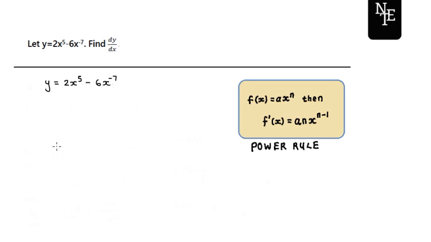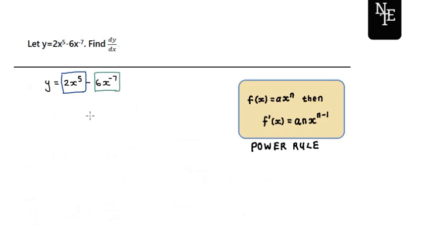This is a little bit more complex compared to the example that we just did, but it's still the same principle. We still have two terms. So there's the first term, 2 times x to the exponent of 5, and there's the second term, 6 times x to the exponent negative 7. Now, these two terms are already in the form a times x to the exponent of n, so we can take the derivative of this function by simply applying the power rule.